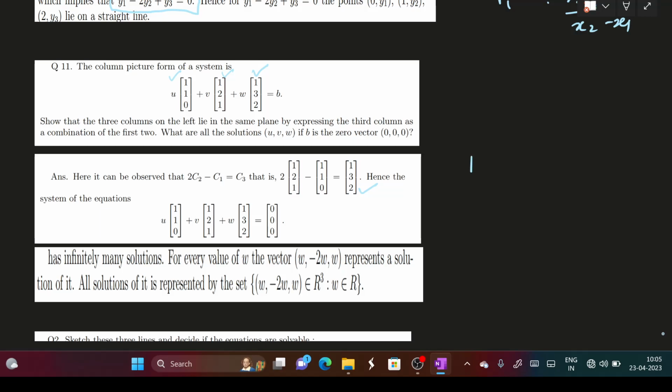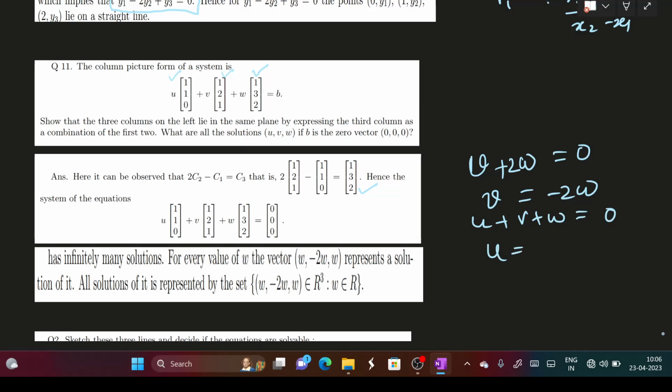What am I getting from the coefficient matrix? V plus 2W is equal to 0. That means what is my V? V is equal to minus 2W. Similarly, from the first equation, U plus V plus W is equal to 0. That implies U is equal to minus V minus W. Let us add it. So minus of minus V, that is 2W, minus W, that is equal to W.